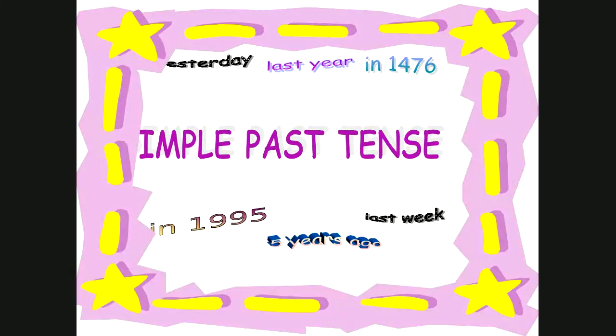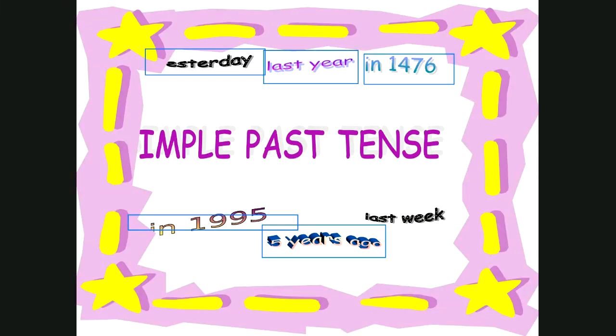in which we are going to talk about the use of the simple past tense. First of all, it is very important to take into account that we use the simple past tense in order to talk about the past. That's why we have some time expressions such as last year, in 1476, yesterday, in 1995, 5 years ago, last week, etc. So we use the simple past in order to talk about activities that happened in the past.